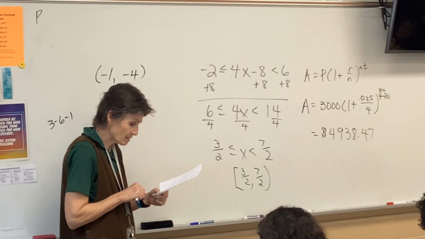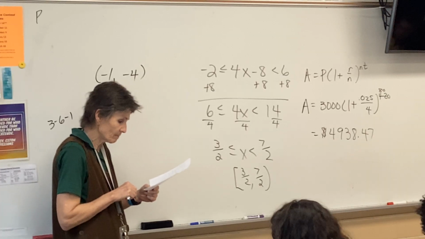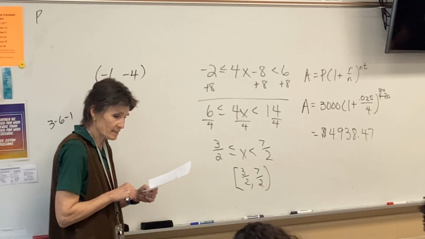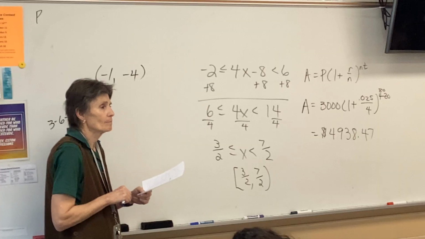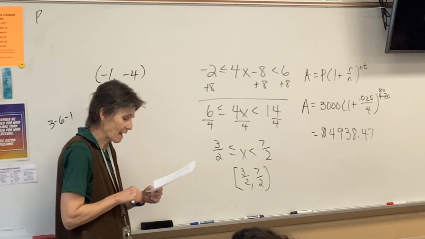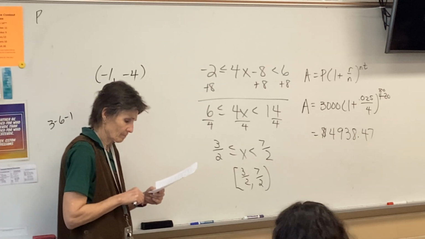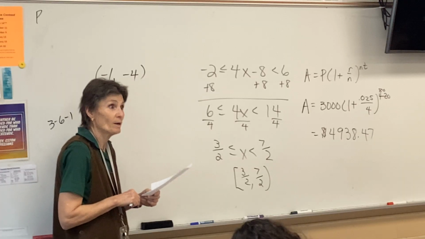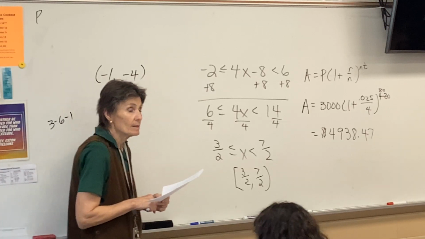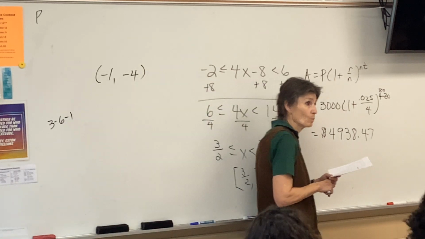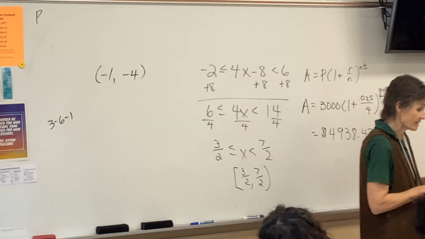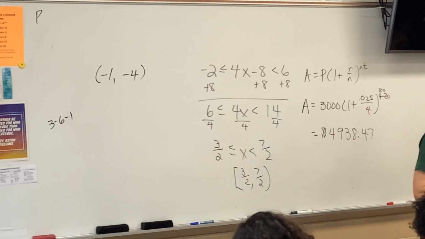Number 7, find the interval where it's decreasing. That means negative 1 to 1, very good. As you go left to right, where is the curve going down? Well, it starts going down when x is negative 1, and it stops going down when x is 1. So that would be it, negative 1 to 1. Nice work.